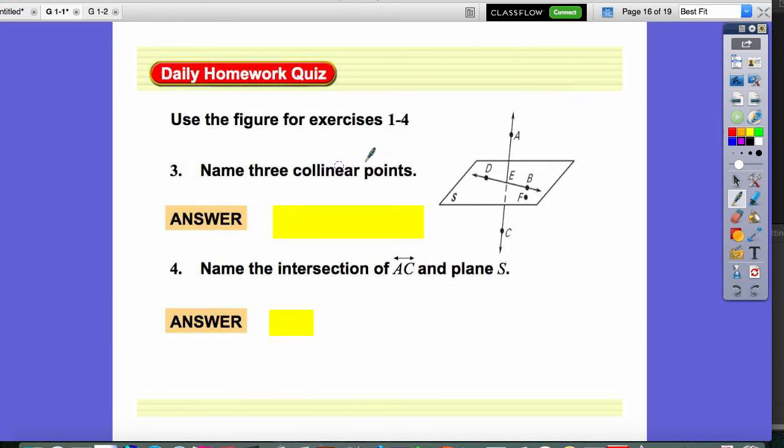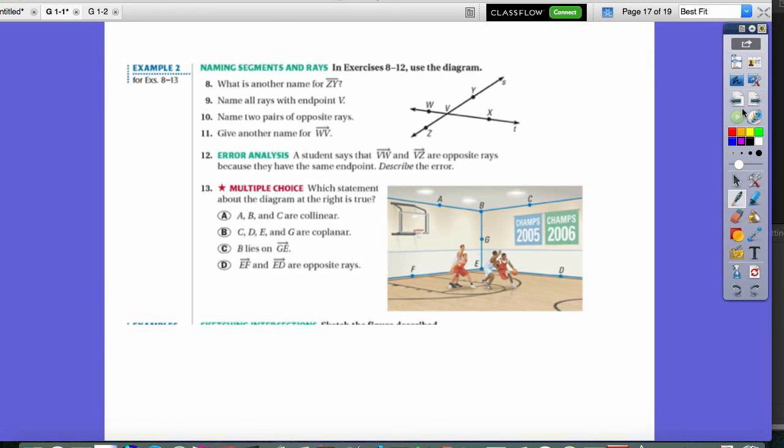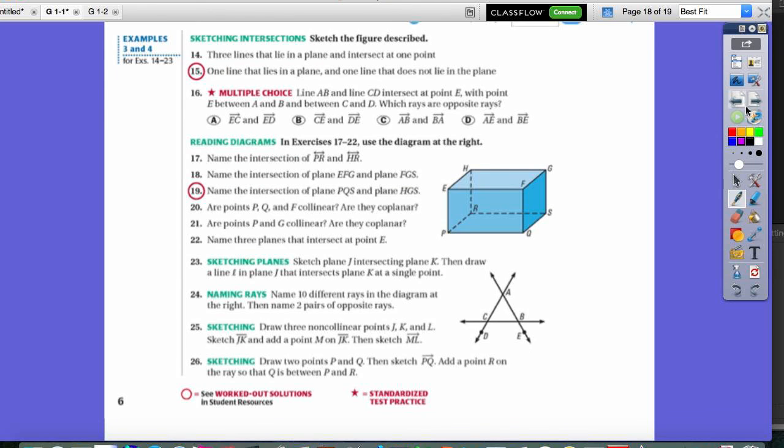Name 3 collinear points. You could go with A, E, C. You could go with D, E, B. Name the intersection of AC on plane S, point E. Although it's bothering me in this drawing, there's not a little point there. And then here are the pages which your homework comes from.